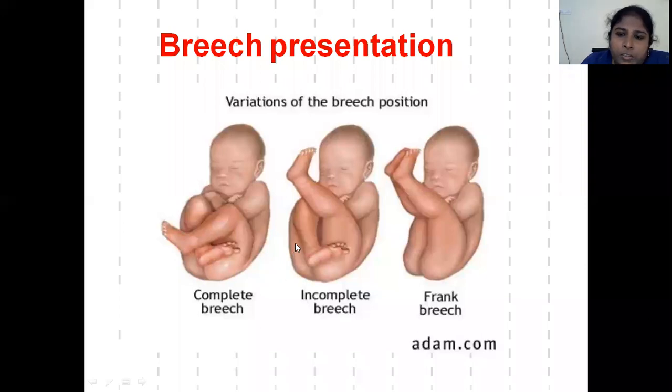Incomplete breech, this can be if a knee presentation may be there or a footling presentation may be there. That is, if it is extended at the knees, here you can see this leg is extended, this leg is here, this knee is flexed, so it may be a footling presentation.